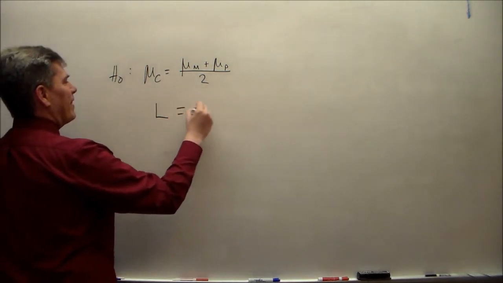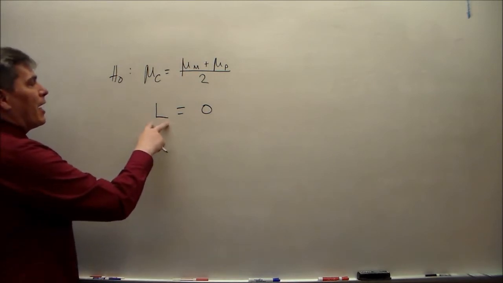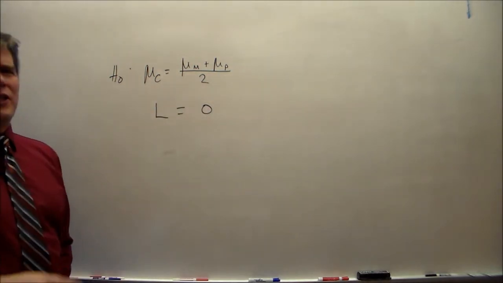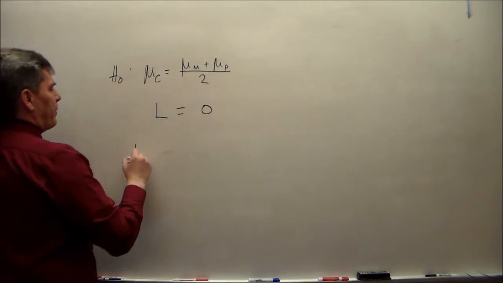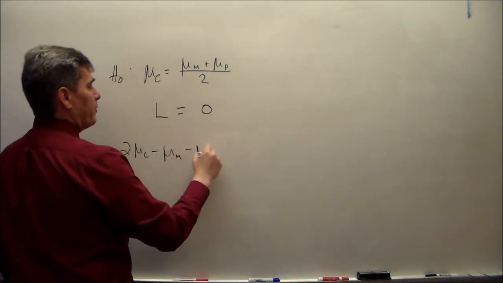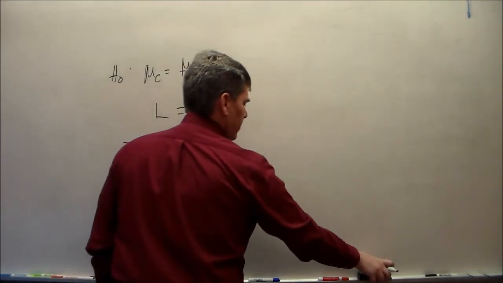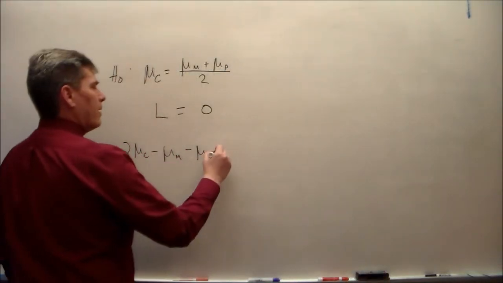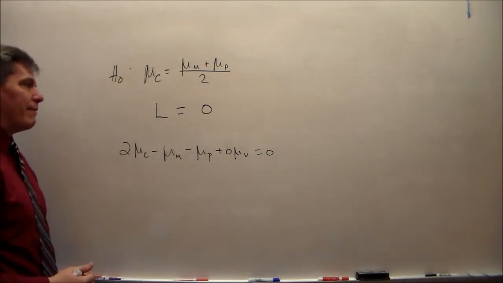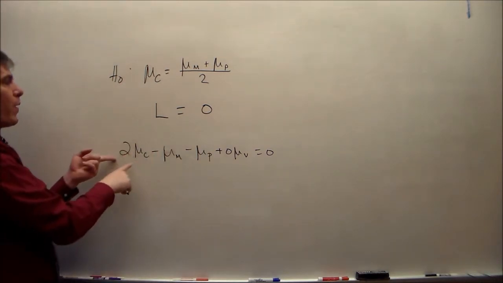Notice that eventually we're going to have to get this into the format of L equal to 0, and L is going to be a linear combination, the L is for linear, linear combination of all of our means. To get this, we just move everything onto one side, and because I hate fractions, I'm going to multiply through by 2. So this is going to be 2 mu C minus mu M minus mu P equals 0. And if I want to belabor the point, remember there is the vacuum plus 0 times mu V. I want to involve every one of those 4 different levels. This is our null hypothesis. It's exactly the same as our original. We're just writing it in a special way.